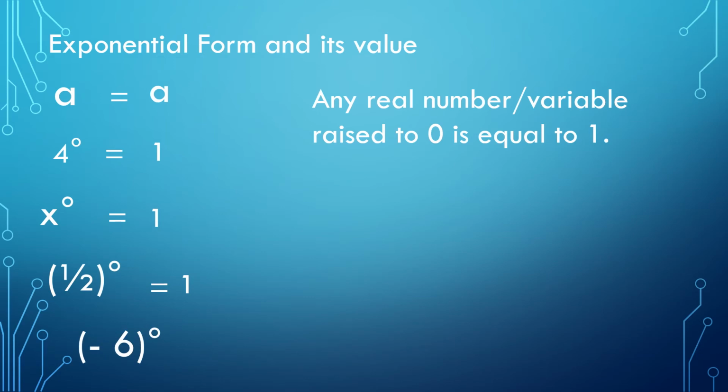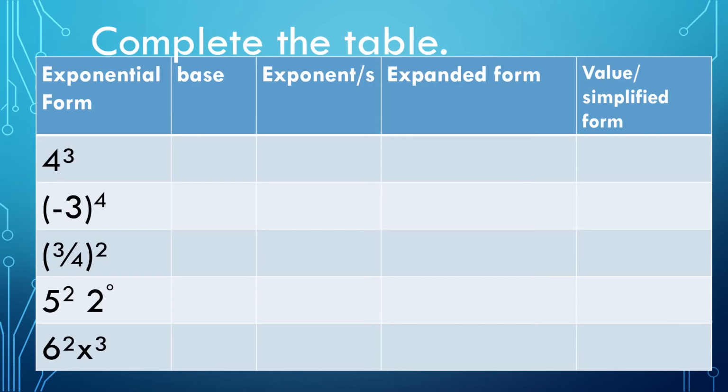Negative 6 raised to 0, that is still equal to 1. Okay, now I want you to complete this table. I have here the exponential form. You identify the base, identify the exponent, write the expanded form, and the value. Give the value or simplified form. If you want to do it yourself first, you can pause the video.